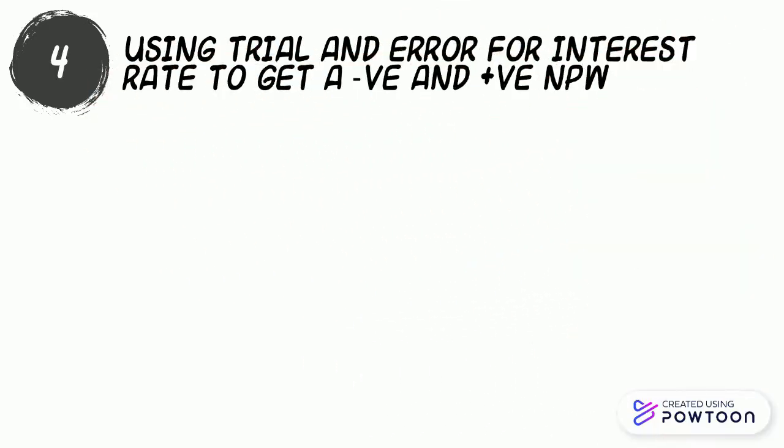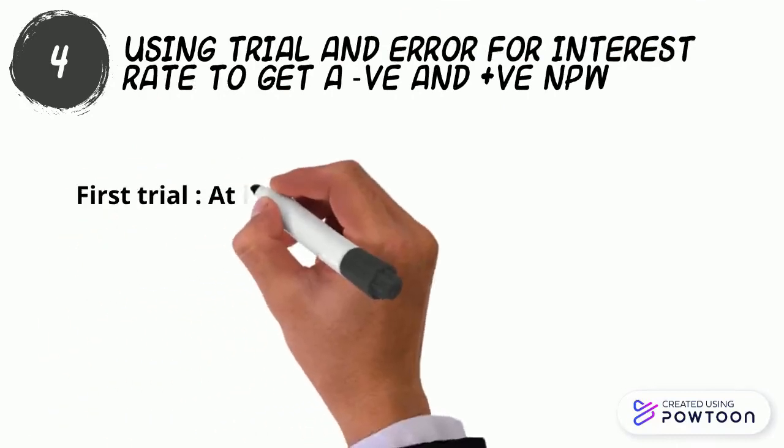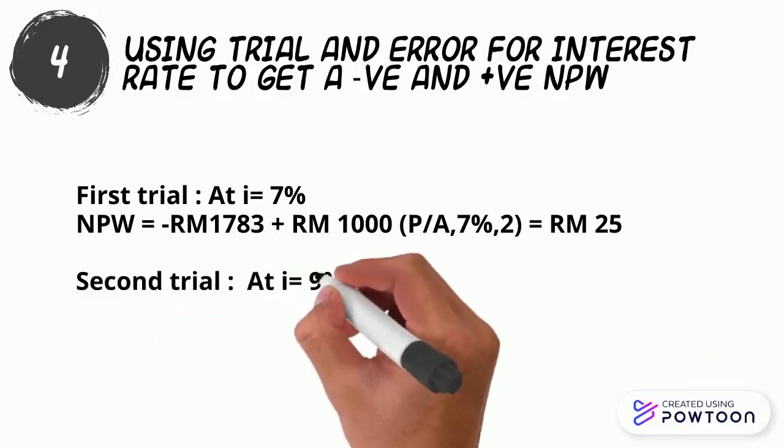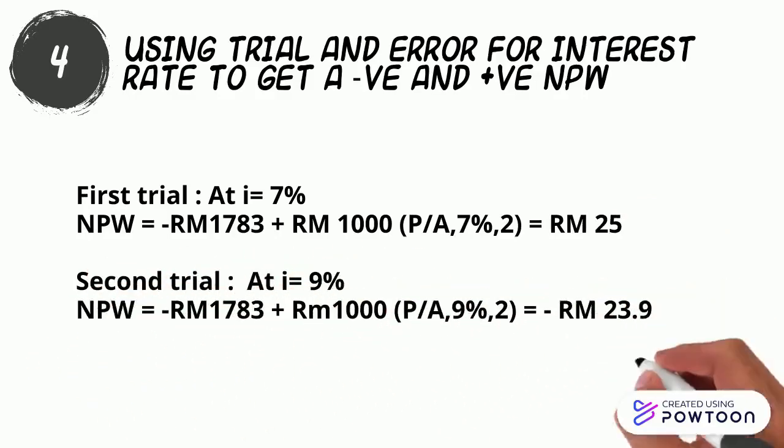The fourth step is a trial and error method. This is to obtain both a negative and positive value of net present worth. In the first trial, we used interest rate of 7%, and in the second trial, we used 9%. From trial 1, we obtained a positive value of 25 ringgit, and in trial 2, we obtained a negative value of 23 ringgit and 90 cents.